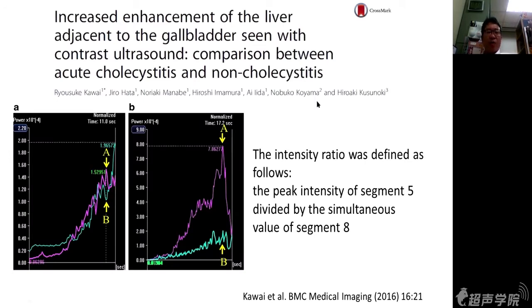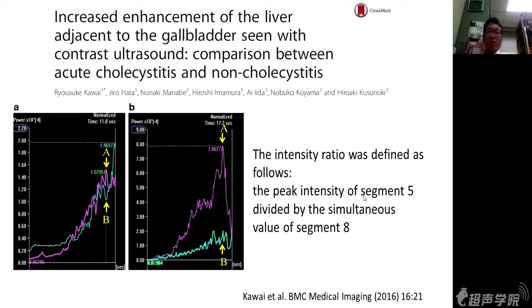A group from Japan used the intensity ratio to define the presence of cholecystitis. They used the peak intensity of segment 5 divided by segment 8. So they found the intensity ratio is higher in acute cholecystitis.